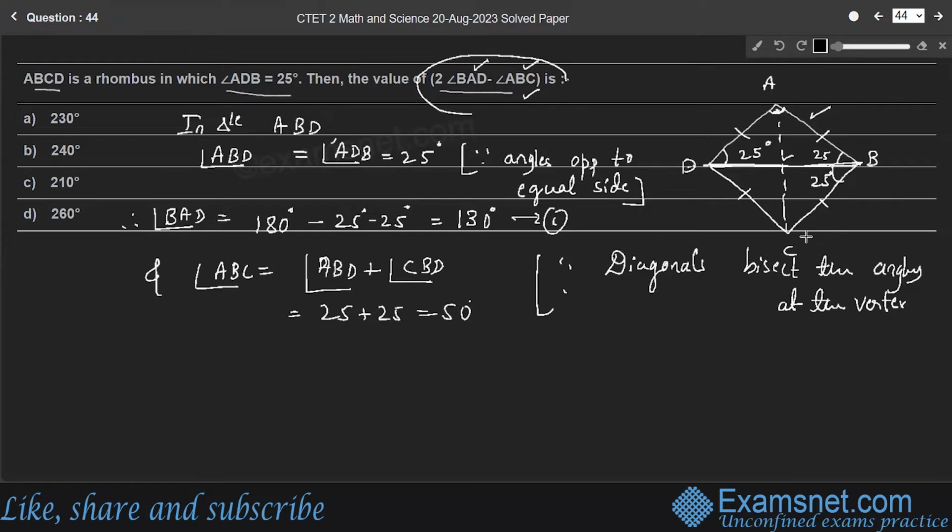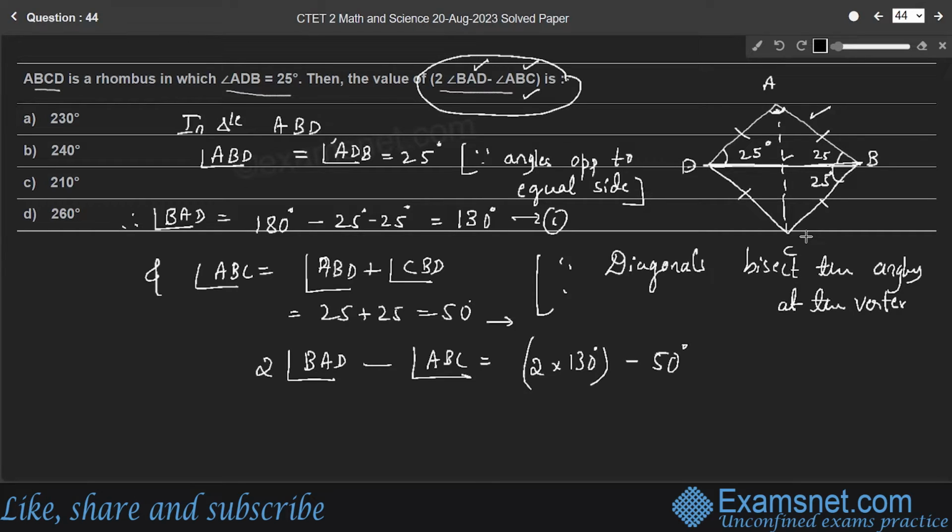Therefore, 2 times BAD minus ABC. So 2 times angle BAD minus angle ABC is equal to, 2 times angle BAD is 260 degrees, right? Minus angle ABC, which is 50 degrees. Therefore, 260 minus 50 degrees is equal to 210 degrees, right? Therefore, option C is the right answer.